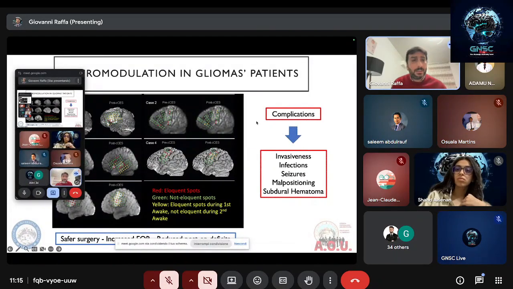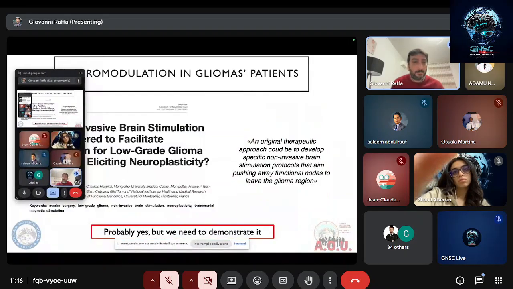But of course, there are some complications related to this kind of procedure, because you understand that if you use a subdural grid, there is a very high risk of infection. The procedure is really invasive. There is the risk of malpositioning and of developing subdural hematoma. So there are a lot of complications. So from there comes the idea to use non-invasive stimulation to try to induce this kind of connectivity change and improve the efficacy of our surgery, and also try to influence the evolution and the natural history of gliomas.